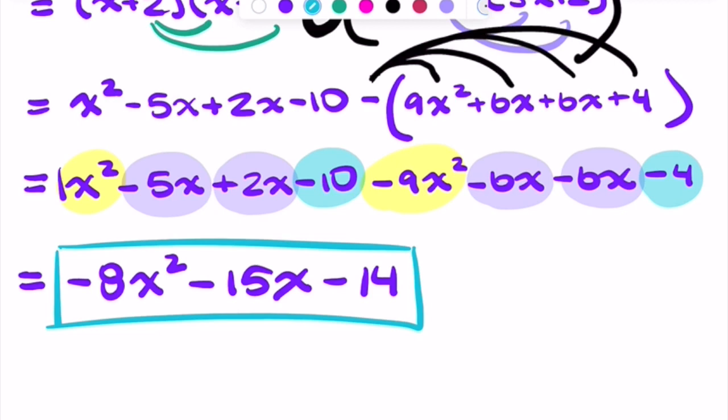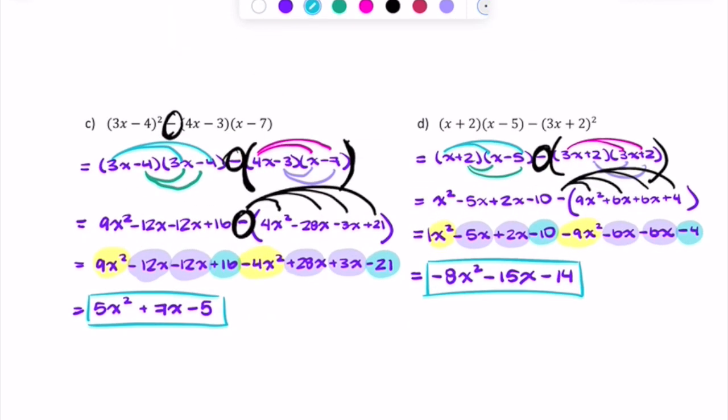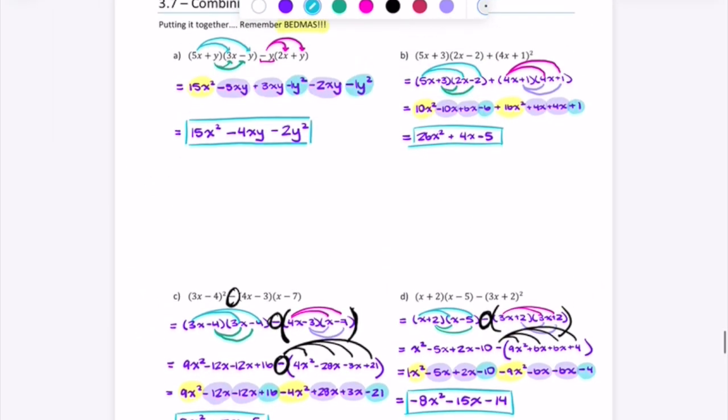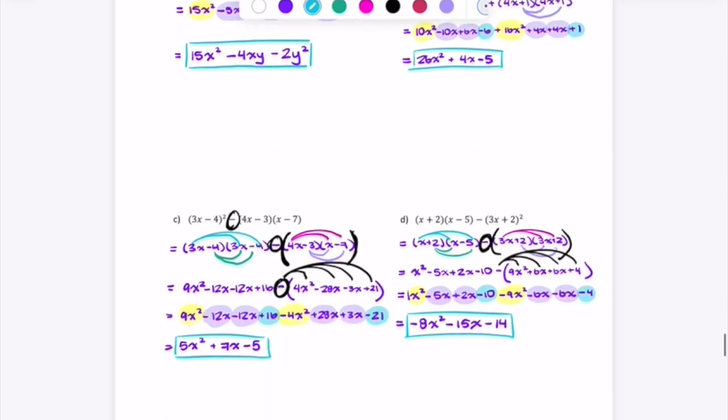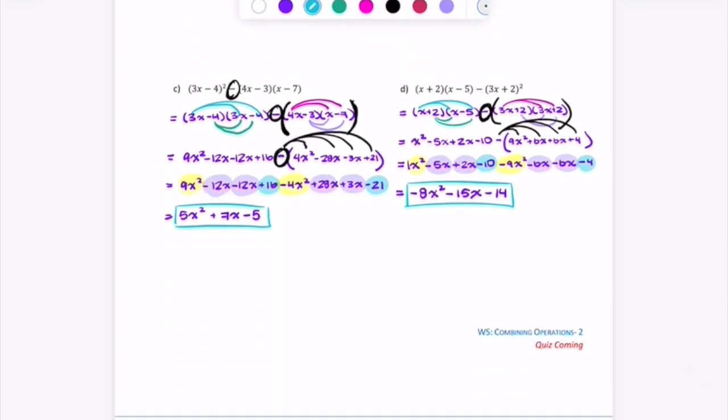And that is it. We have completed those 4 questions for our combining operations part 2. There is practice that follows, but there is also a quiz that follows. So keep your ears and eyes open to hear when that quiz is coming. Make sure you do the practice. Make sure you ask questions if you have them.